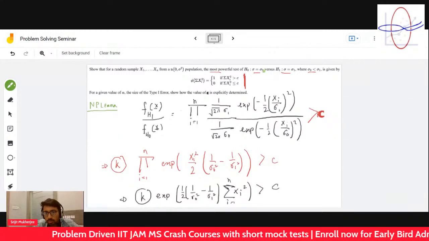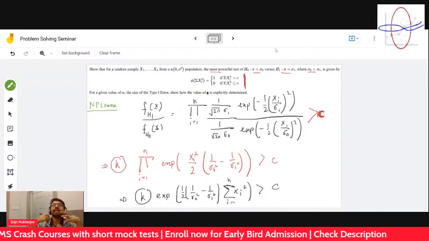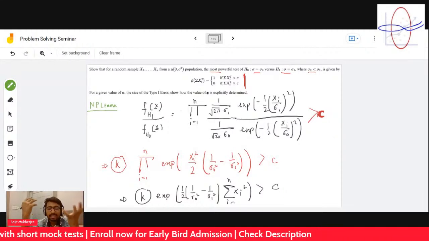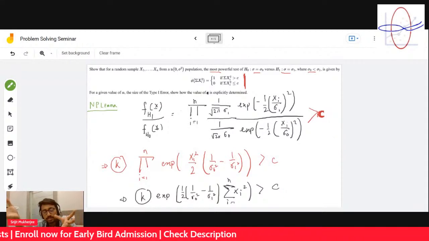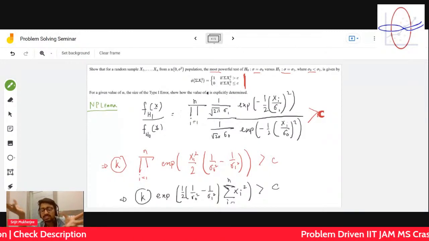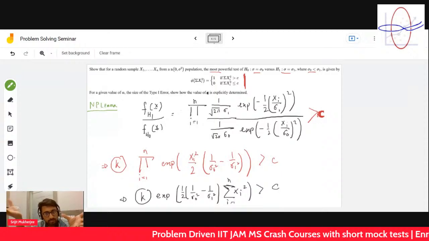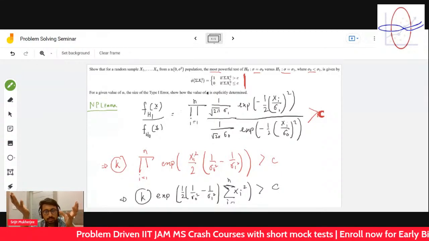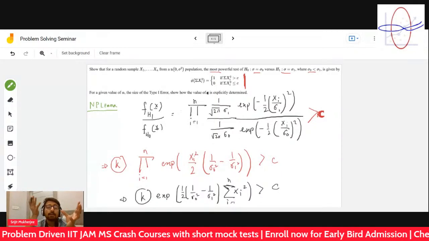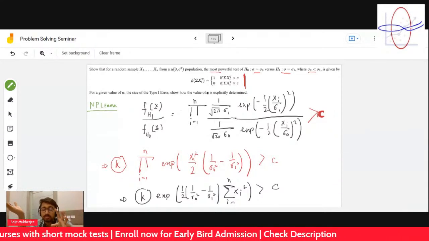If sigma naught is less than sigma 1, that means you will reject when the xi tends to be higher, summation xi tends to be higher, summation xi square. The sample variance tends to be higher in some sense. You reject if the sample variance tends to be higher, because that is more favorable towards sigma 1, since sigma 1 is greater than sigma naught.